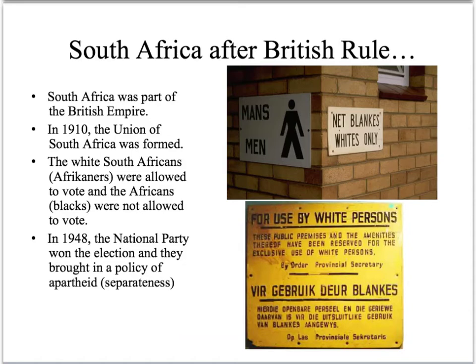In 1948, after World War II, the National Party won the general election, and they used their victory to bring in a series of laws referred to as apartheid, the translation of which in English means separate but equal. On the right of your picture, you will see two examples of how these laws were enforced. Toilets designated for whites only, and signs beneath in both English and Afrikaans, informing blacks that the facilities were for white people.